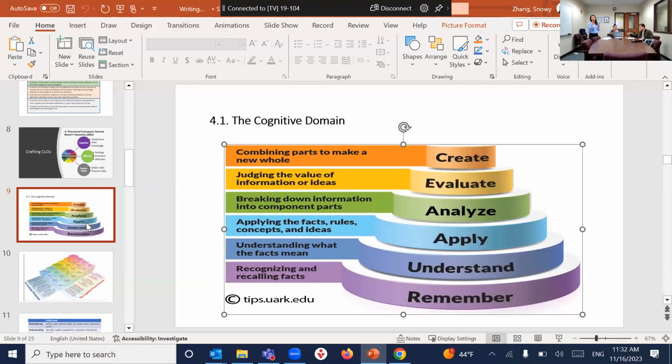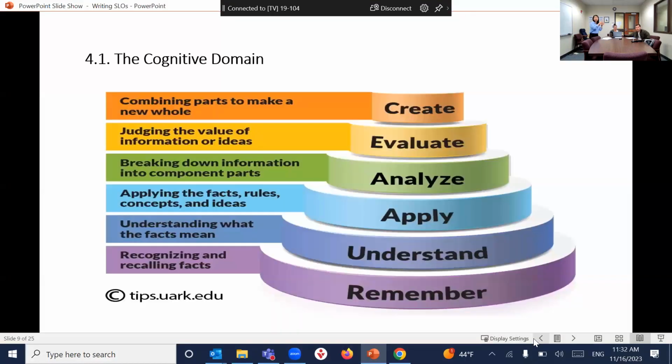And apply the facts, rules, concepts, and ideas into a context. Analyze is breaking down the information, so it requires students' critical thinking skills, right? And analyze the issues or problems, and then go to evaluating, judging, determining, or defending, and creating is to make a new thing. Okay, yes, please.